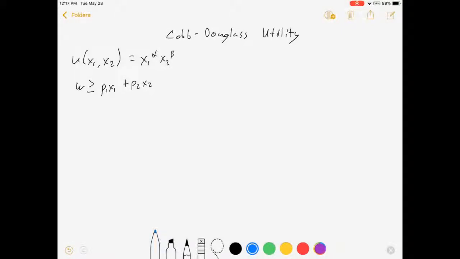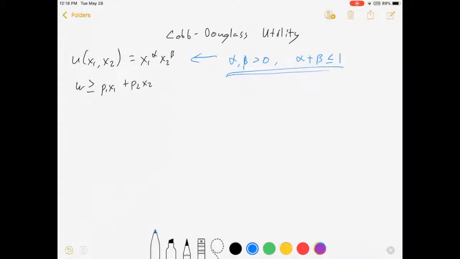So here's what we're going to do in this video. I have a utility function, x1 to the alpha times x2 to the beta. x1 and x2 are the quantities of two different goods that the individual consumes. Alpha and beta are both parameters that are greater than 0, and alpha plus beta has to be less than or equal to 1. These are assumptions I'm going to make.